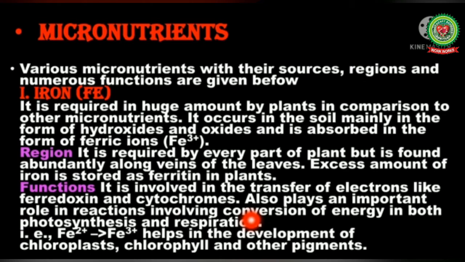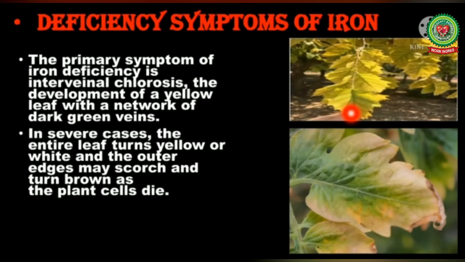The primary symptom of iron deficiency is interveinal chlorosis, the development of a yellow leaf with a network of dark green veins. In several cases, the entire leaf turns yellow or white, and the outer edges may scorch and turn brown as the plant cells die.